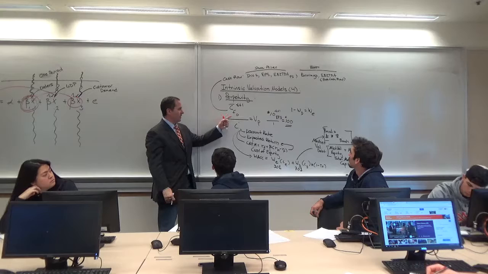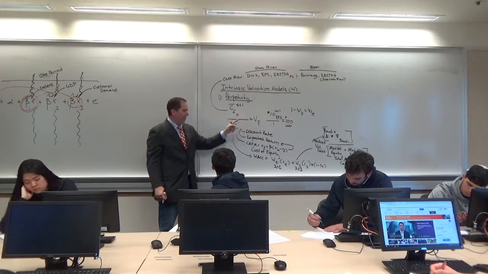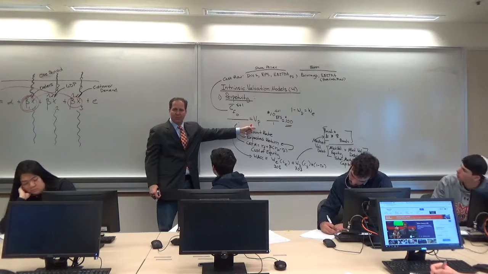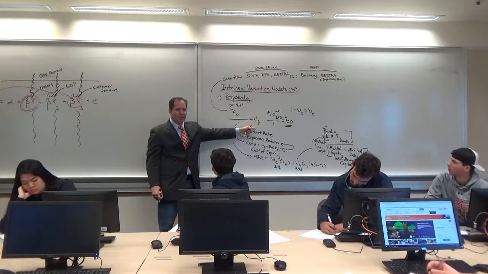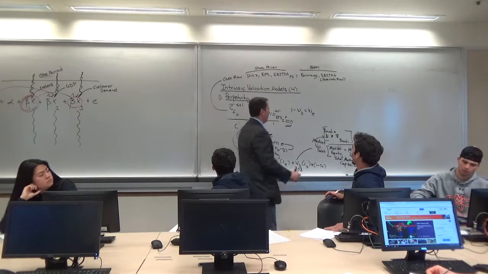Okay, if this goes up, that goes up. If that goes down, that goes down. If that goes up, that goes down. If that goes down, that goes up. So you have to memorize the logic in your brain. Okay, so that's perpetuity.